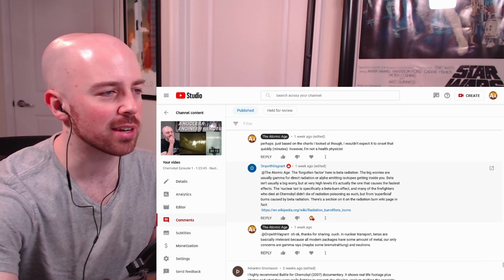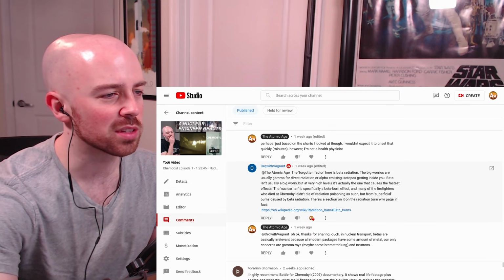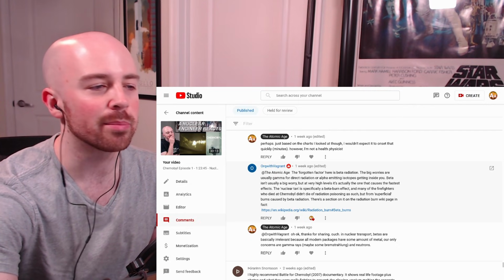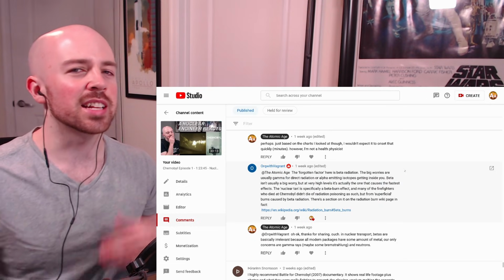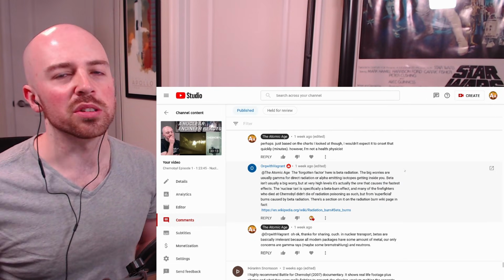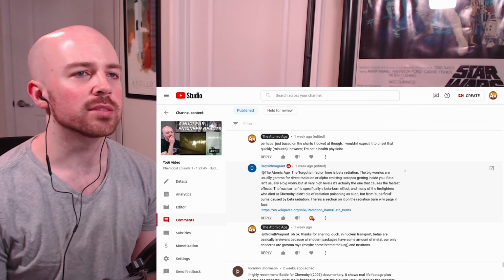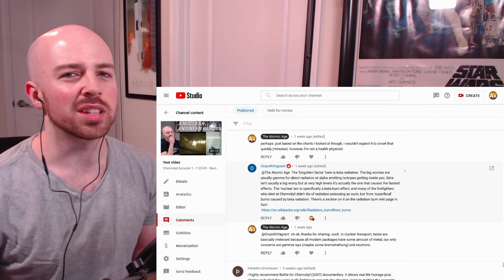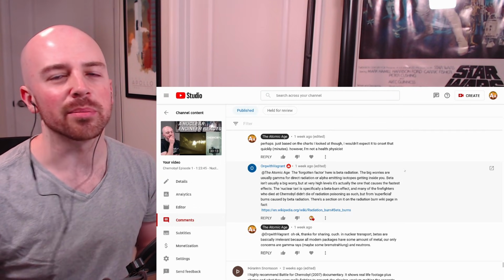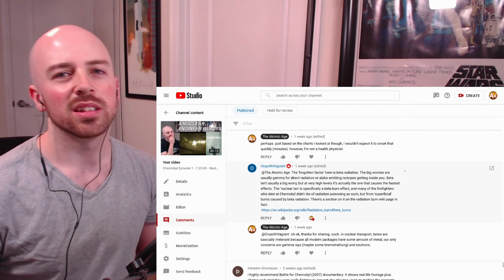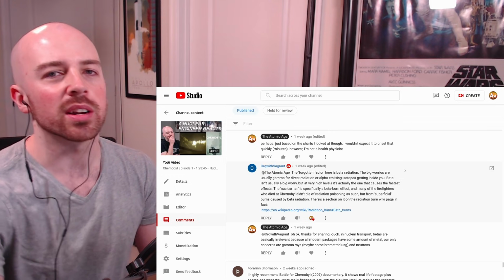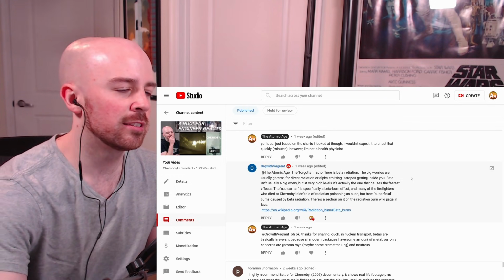Forgotten factor here is beta radiation. Isn't usually a big worry, but it's the one that causes the fastest effects. Nuclear tan is specifically a beta burn effect. So beta burns. It's not something that comes to my mind at first. I work in nuclear transport, so you're always dealing with packages that have some amount of steel and metal in them, so alpha particles and beta particles are really never a concern. It's usually just gamma rays and neutrons.